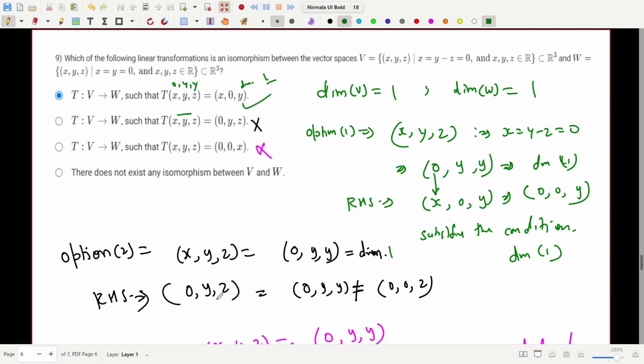And right hand side 0 y z. 0 y z. And it is said that x is equal to 0, so it will be 0 0 y. No?